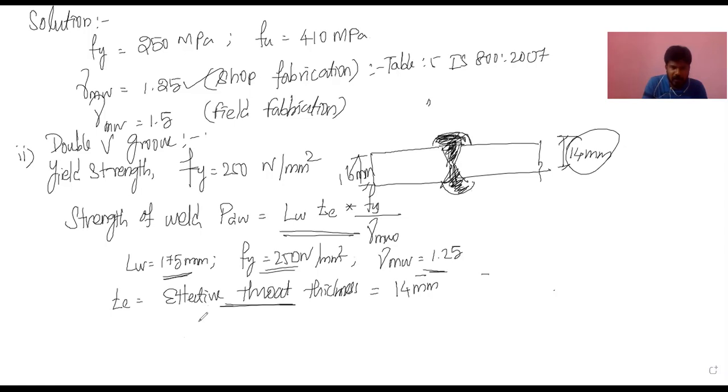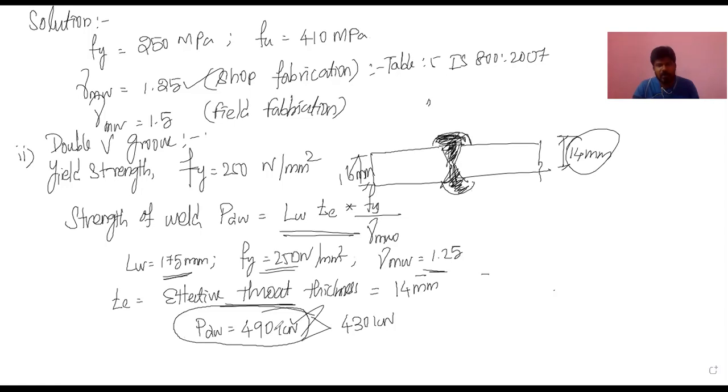Now if I apply the values in the formula, LW is 175, effective throat thickness is 14, and Fy is 250 divided by gamma MW 1.25. So it comes to 490 kilonewton. This value is greater than 430 kilonewton, so the double V groove section can transfer the load safely. As per steel design, the connection has to take more load when compared with the member, only then can it transfer the load safely to all the members. Hence it is safe here.